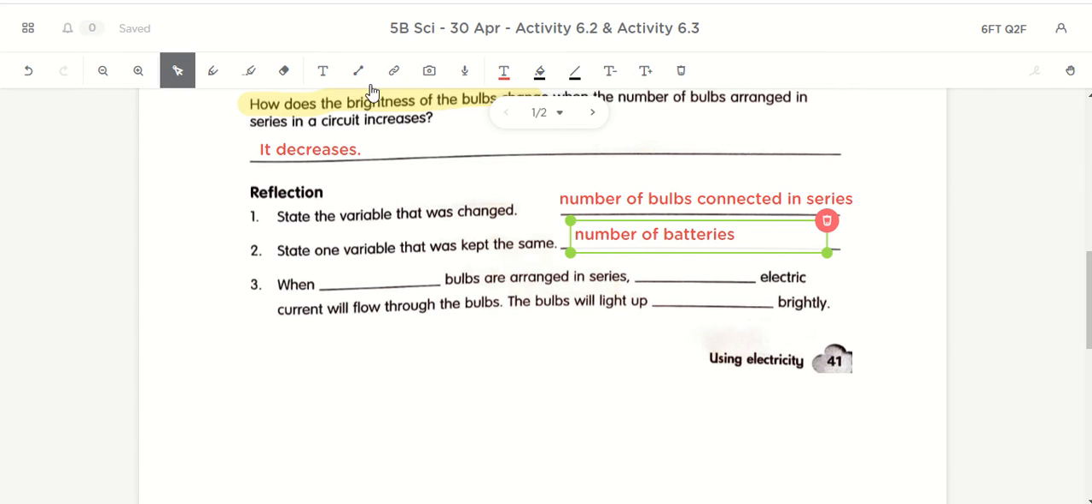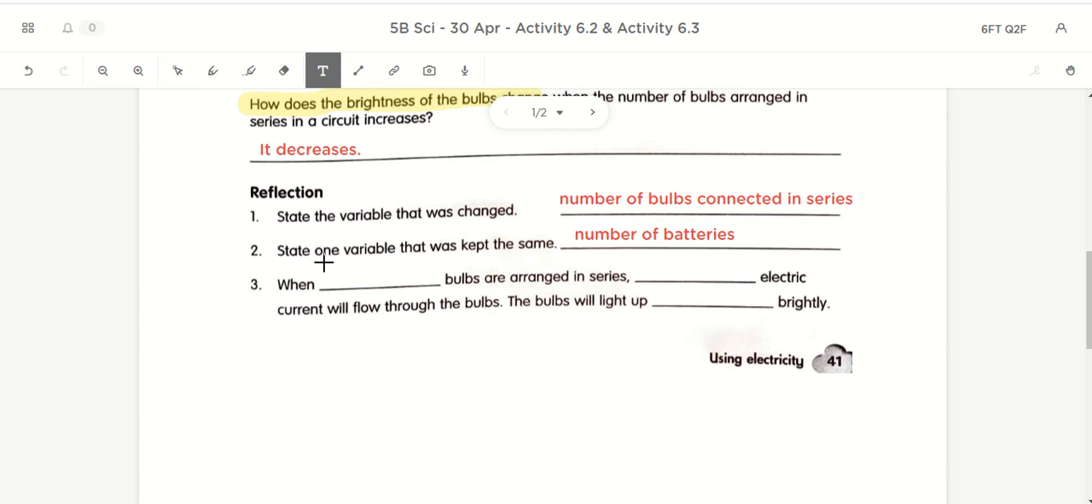Okay, and now we look at the conclusion again. So when I have more bulbs from A to C, when I use more bulbs connected in series, you realize you will have less electric current flowing through them, and when you have less electric current flowing through them, the bulbs will light up less brightly. Okay, so brightness of the bulb depends on electric current. When you have more electric current flowing through them, you'll be brighter. When you have less, because you have more bulbs arranged in series, there will be less electric current going through each of the bulbs, so the bulb will be less bright.